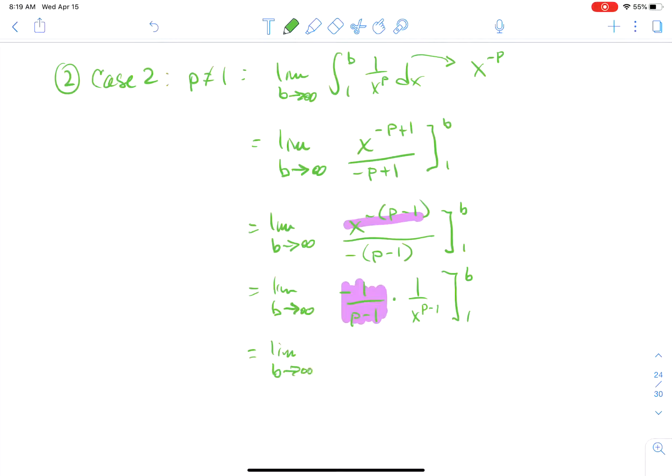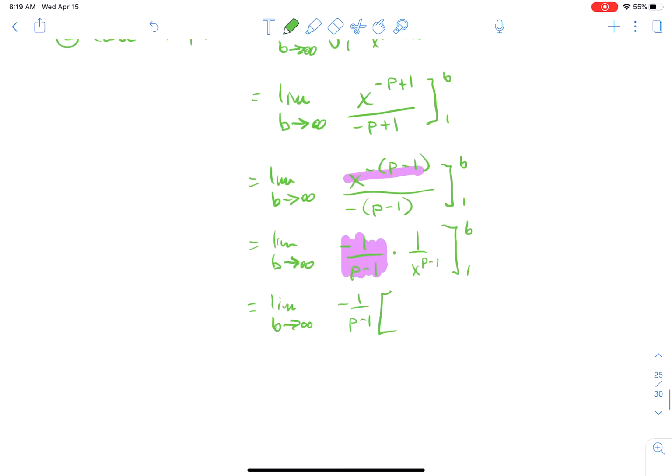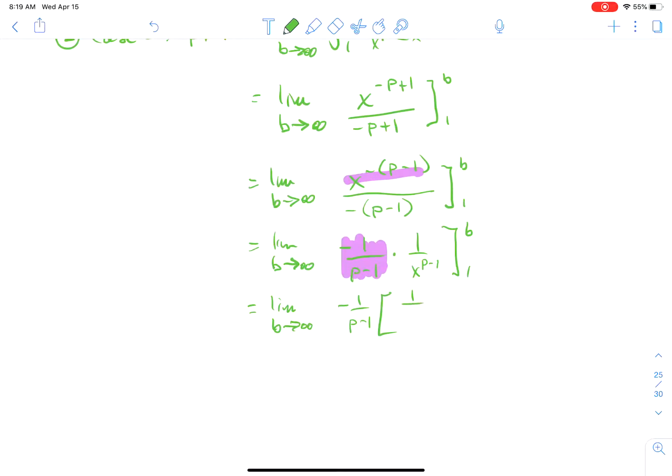Okay, so I've got negative 1 over p minus 1 times 1 over b to the p minus 1, minus, when I stick in 1 here, it doesn't matter what your p-value is, it's going to be equal to 1. Okay. And now we're going to go ahead and take the limit of this guy.